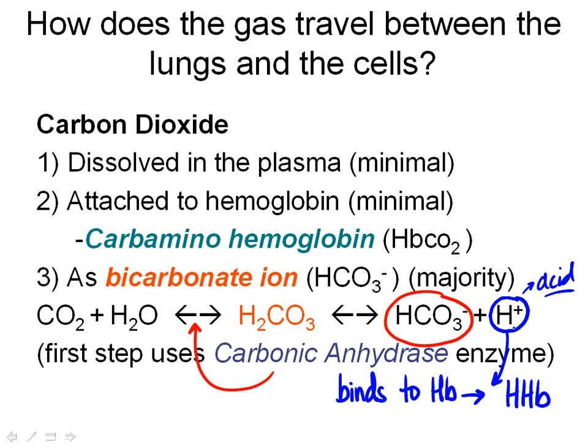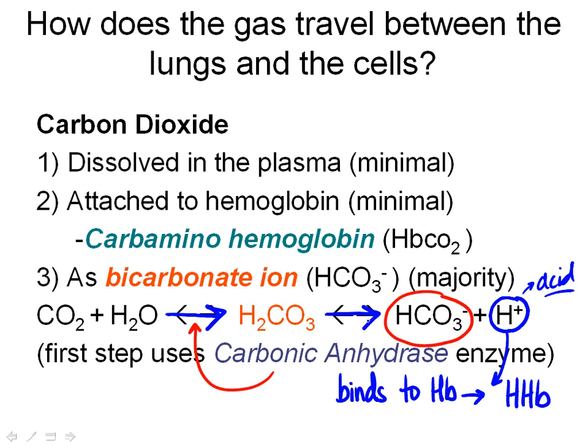And then when you get to your lungs and you want to exhale the CO2, that means we have to get the CO2 back into its regular gas form. So the reaction just goes the other way. And that's why we have these double-headed arrows. So at your cells, we're going this way.